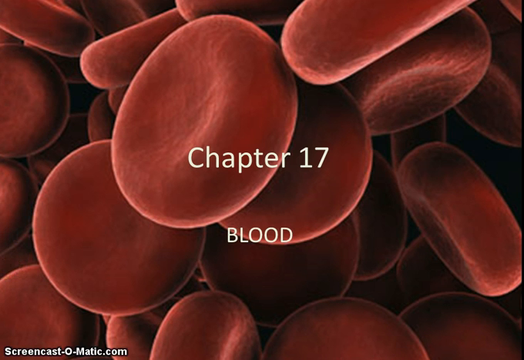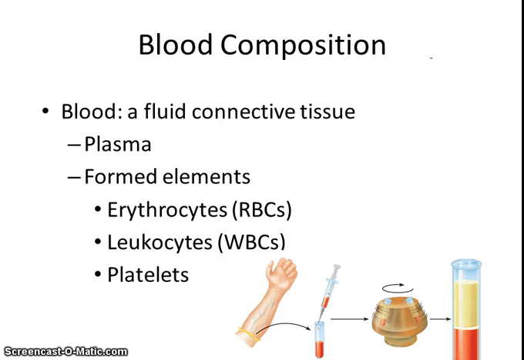So for this chapter, we're going to go through the different parts of blood and their functions. So what are the parts? What is it composed of? Blood is a connective tissue. If you remember correctly from histology, it's the only fluid one.